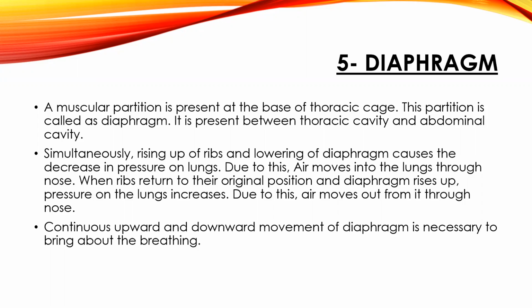Simultaneously, rising up of ribs and lowering of diaphragm causes the decrease in pressure on lungs. Due to this, air moves into the lungs through nose. When ribs return to their original position and diaphragm rises up, pressure on the lungs increases. Due to this, air moves out from it through nose. Continuous upward and downward movement of diaphragm is necessary to bring about the breathing.